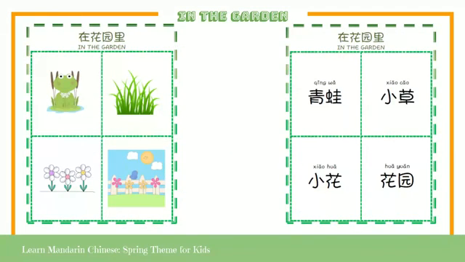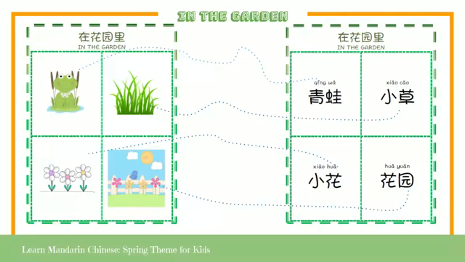Let's move on. There are more. 青蛙. Do you know what it is? Yes. 青蛙. 小草. You got it? Nice. 小花. 花园. Yeah, that's the garden. 花园. Okay, the title says 在花园里, in the garden.